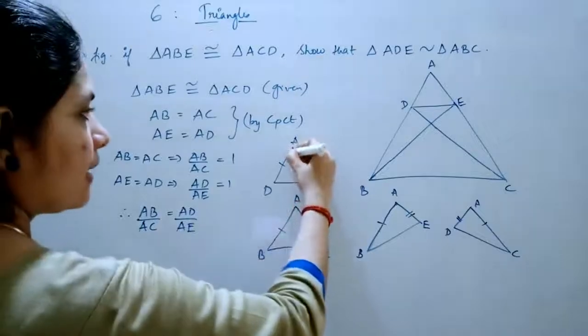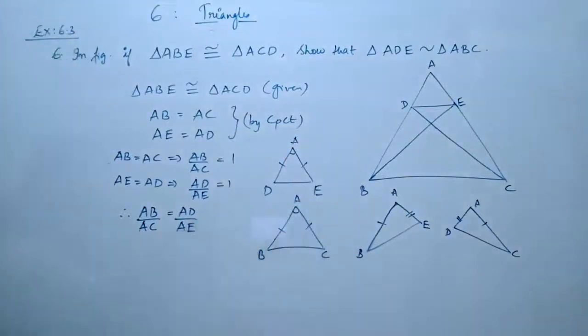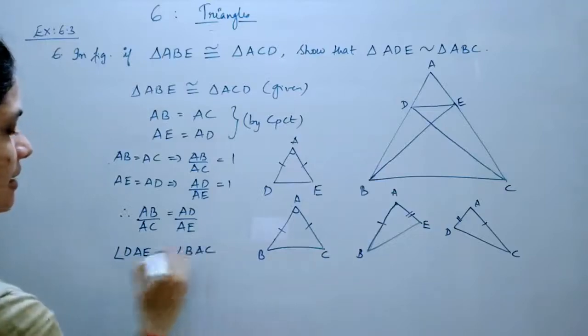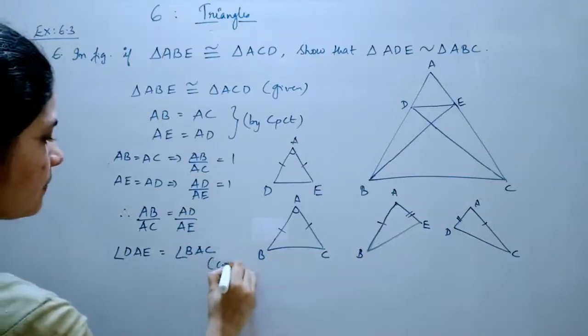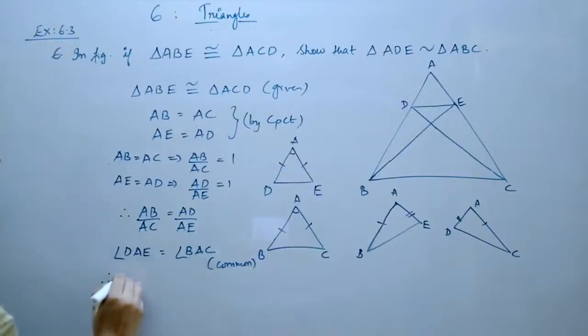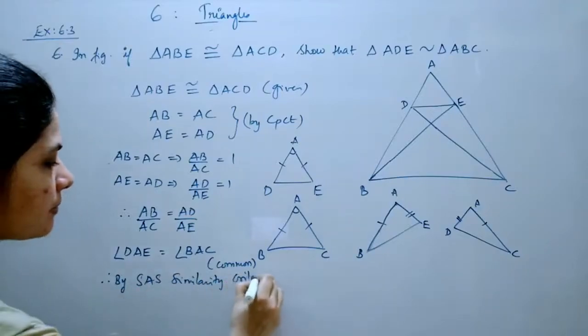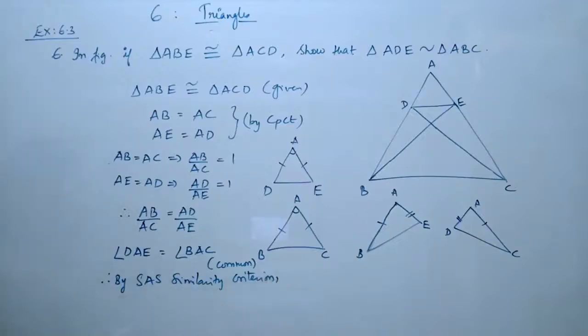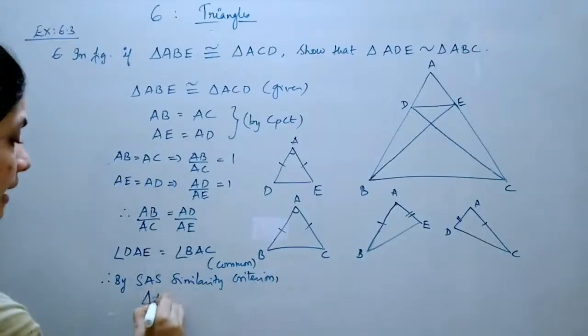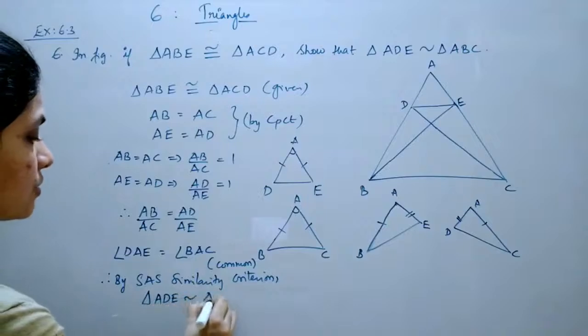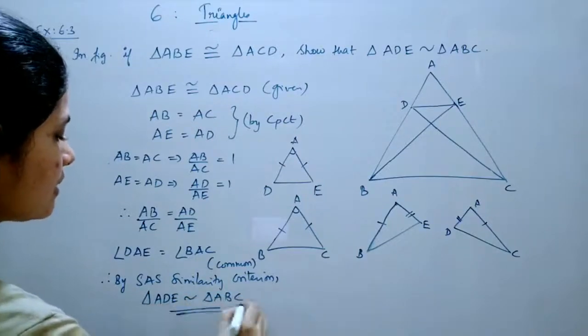Now you can just see that they have a common angle A, and that is the included angle for both the triangles. So what is the name for that angle? Angle DAE is equal to angle BAC. So this is your common angle. Therefore, by which concept? SAS similarity criterion, what you will get? Triangle ADE is similar to triangle ABC.